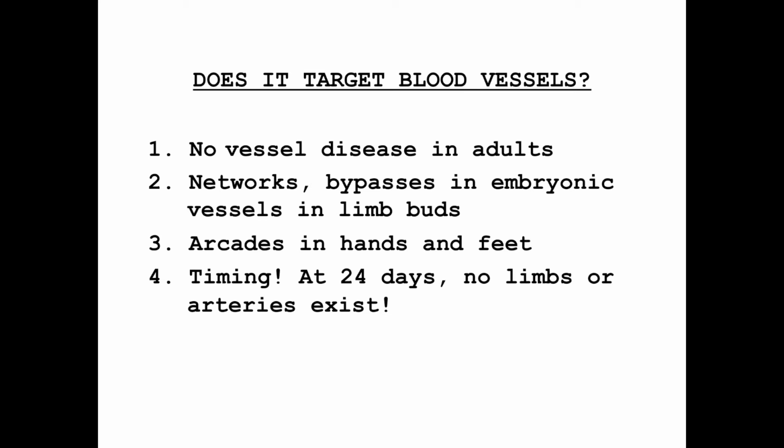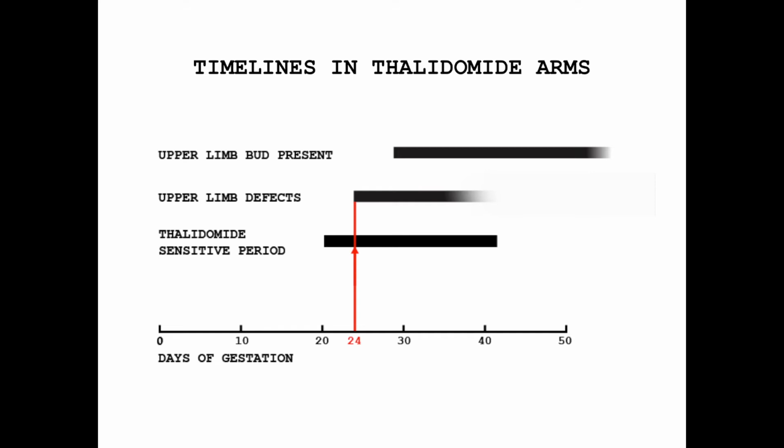Let's look at the timelines. Here we have the sensitive period of the embryo, and we have an arrow here at day 24 where thalidomide comes in and causes arm defects. But we've also got a column here that shows that the limb bud for the arm first appears at day 28, 4 days after thalidomide's done its damage.